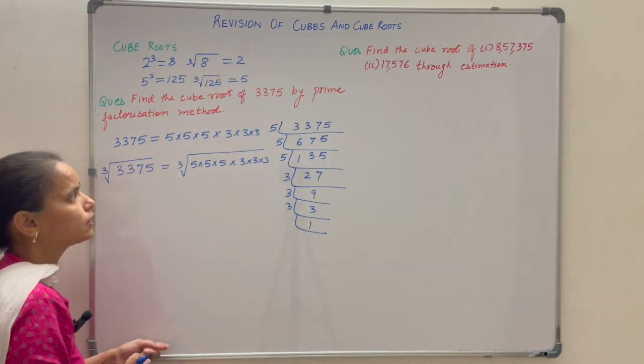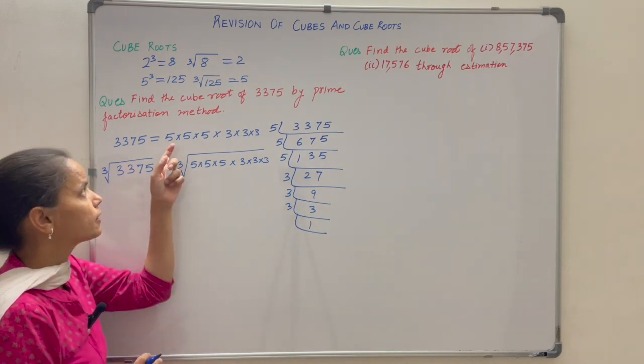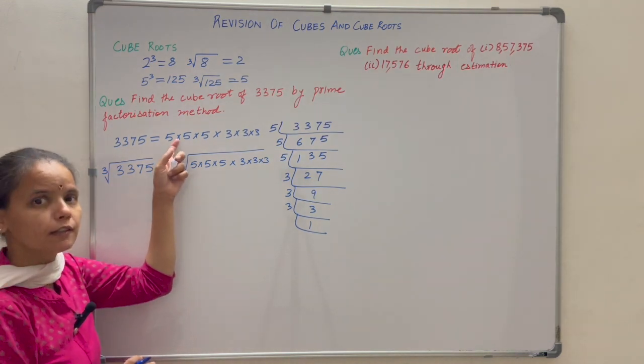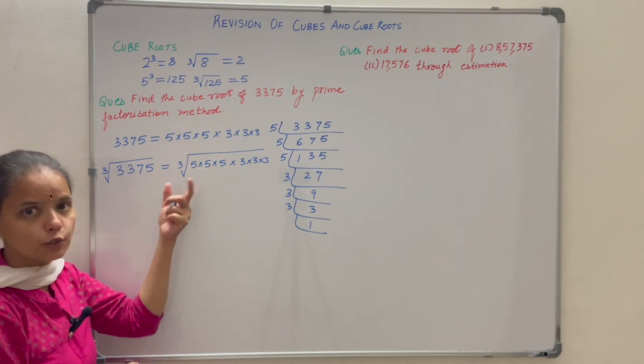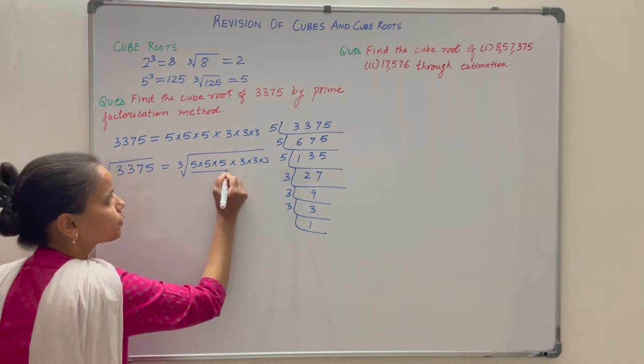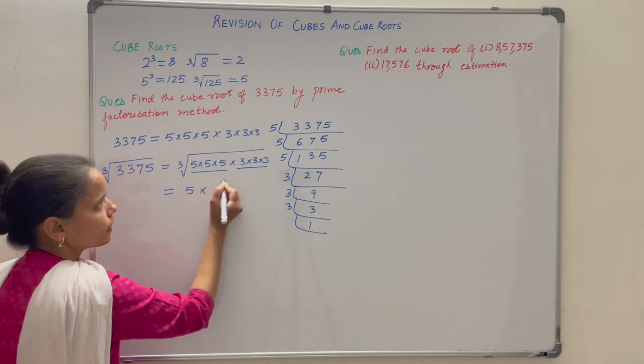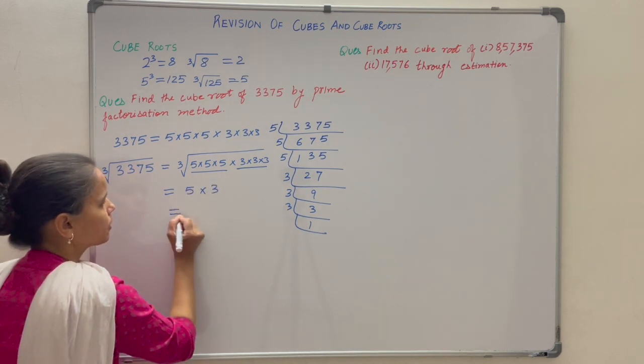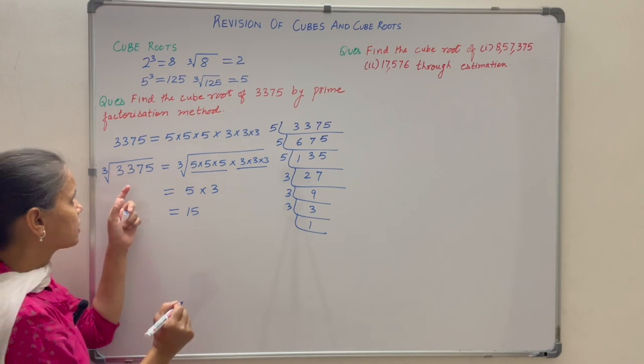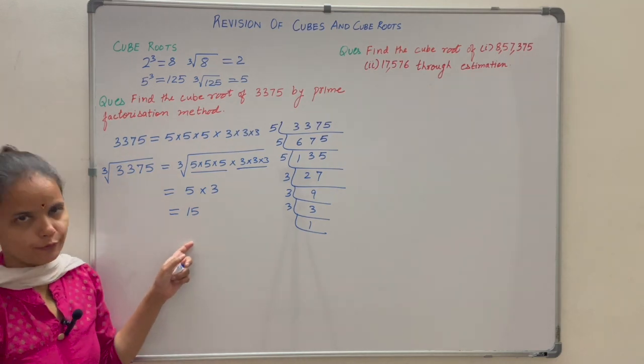To find the cube, you need to multiply the number by itself 3 times. When you are finding the cube root, you need to group 3 numbers. So from here one 5 will come out, from here one 3 will come out. So this is a perfect cube of 15.